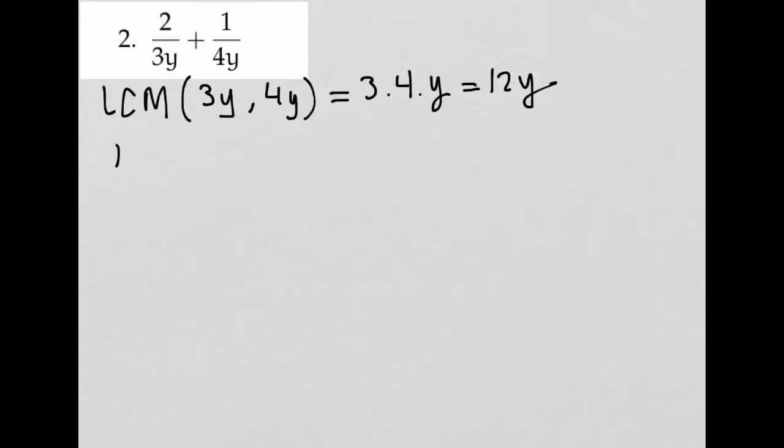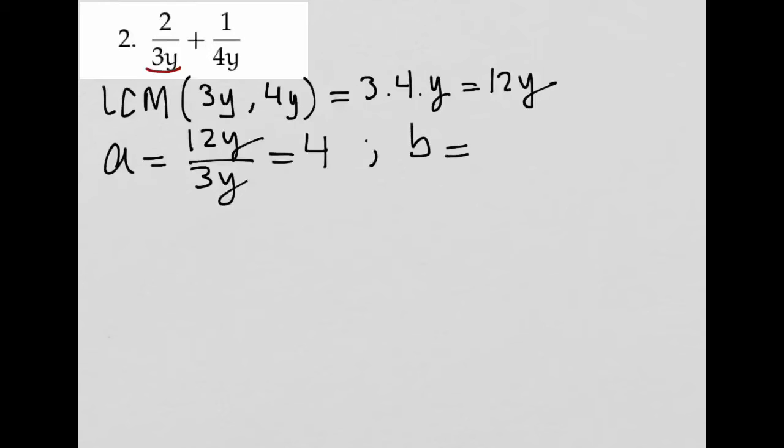Next, we compute a, which is the least common multiple of 3y and 4y. That's 12y, divided by 3y to give 4. And b is the least common multiple of 3y and 4y. That's 12y divided by 4y, which is equal to 3.